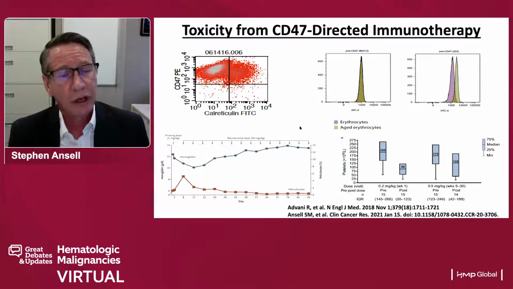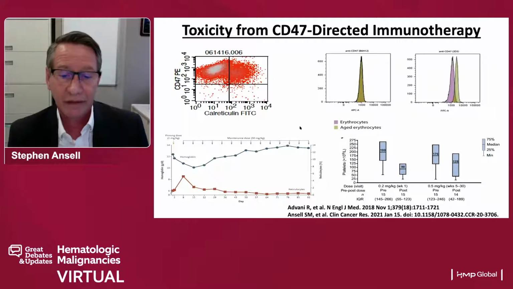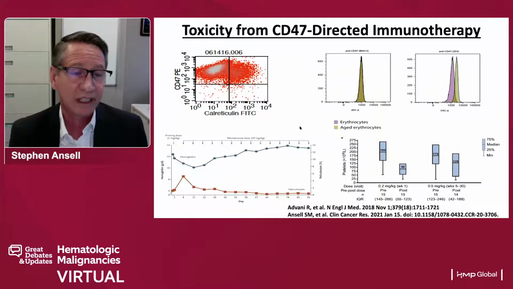Finally, we want to talk about toxicities from CD47-directed therapy. So this is treatment that we would be specifically targeting the macrophages. The goal here is to activate the macrophages, promote phagocytosis. So on the top left panel, you can see a flow cytometry analysis of calreticulin and CD47 on cancer cells. So this is on lymphoma cells.